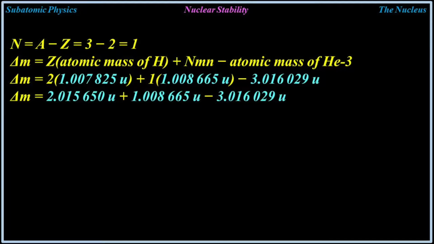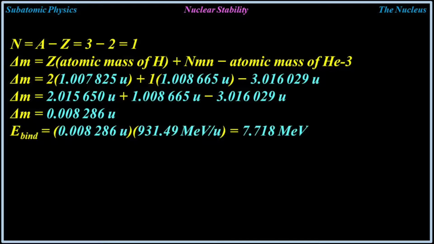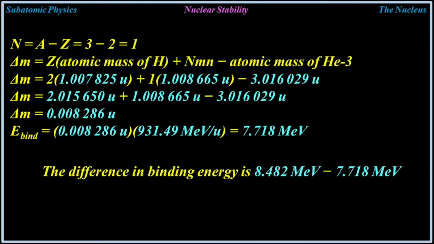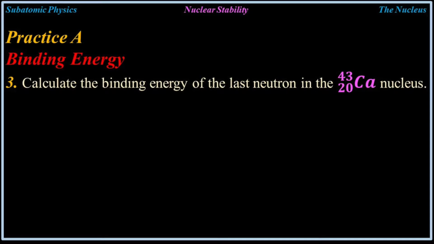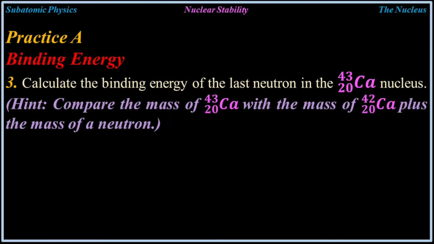And the delta M is going to be 0.008286. The E bind is 7.718 mega electron volts. The difference in binding energy is 0.764 mega electron volts. Calculate the binding energy of the last neutron in calcium 43 nucleus.